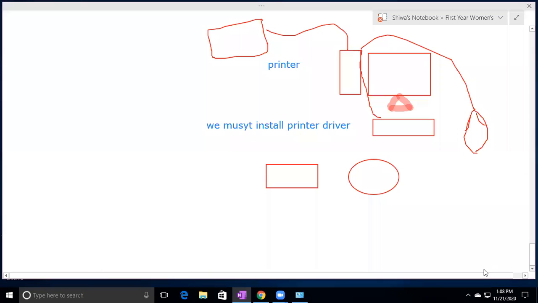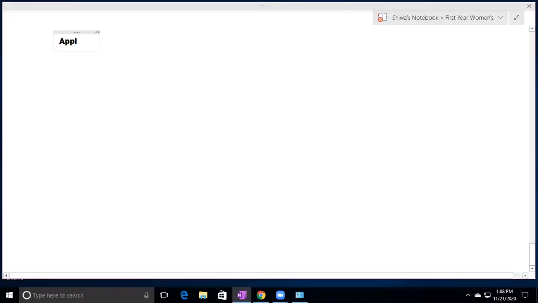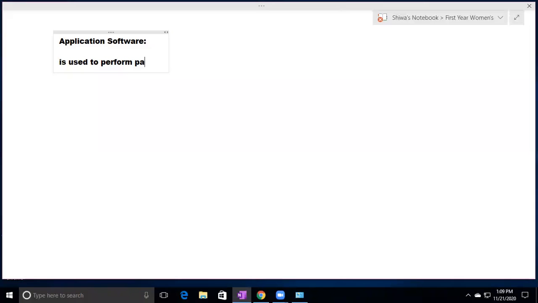So the next type of software is what? Application software. Now the session will be terminated after 2 minutes. I'm trying to explain the next type, application software. Application software is used to perform particular applications.